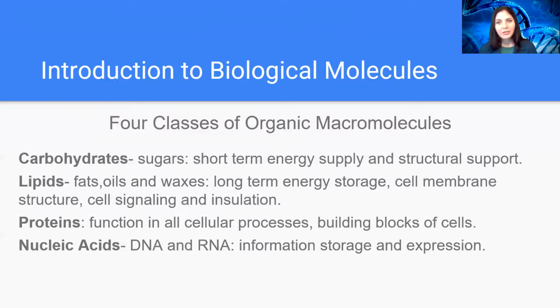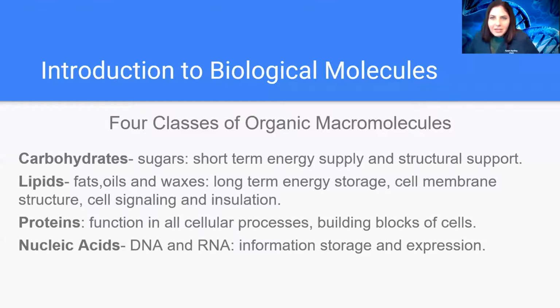Now, lipids are very important for our cell membrane. So if you think back to cell biology a little bit, we have a phospholipid bilayer. So obviously we need those fats to compose that plasma membrane. It also serves for structure, cell signaling, as well as insulation. And then we have proteins.